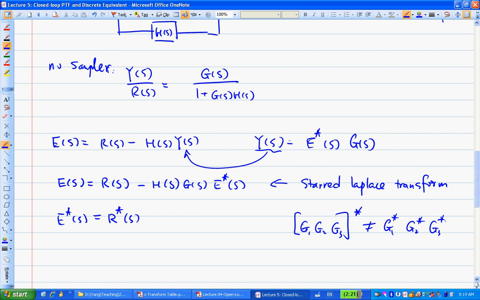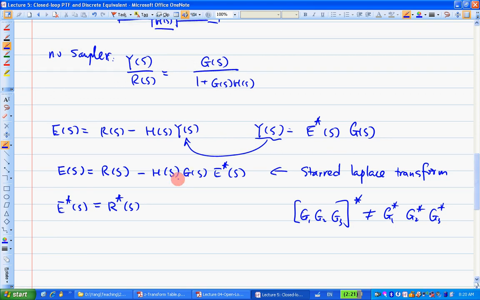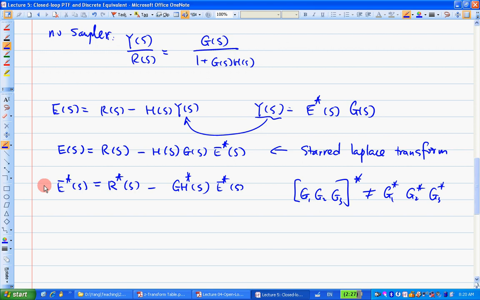In this particular case, you have a regular one and a star one, so you need to combine these two together first into one s function. That's going to be GH of s, right? Then GH of s times E star, and that gives you this star here, E star. It's still a star operation, so still a star one here. That's the result of the star Laplace transform of this one. Now you have E star on both sides, so take out the common factor and you end up with this. So that's E star here.